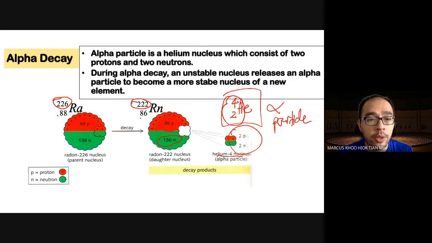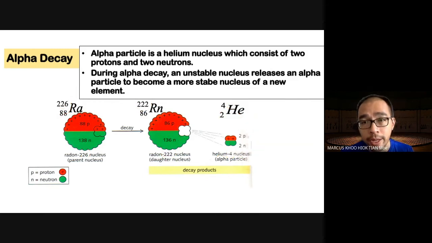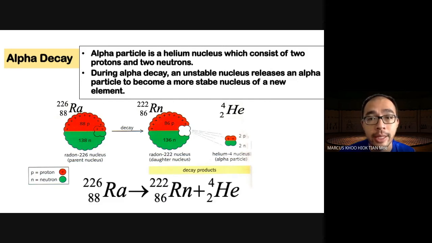I want you to notice also that these numbers next to it always refer to the mass number: 4, 222, 226. Nobody writes radon 86. Nobody writes this, not even in chemistry. So how would we write this in terms of chemistry? How would we write this in terms of chemical formula? We will write it like this. It'll be exactly like this.